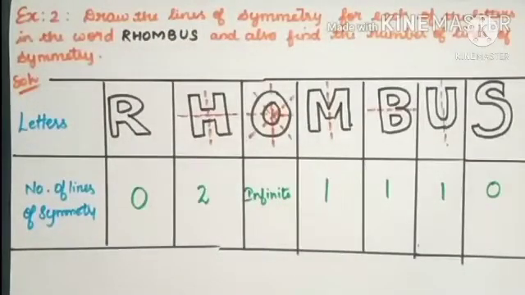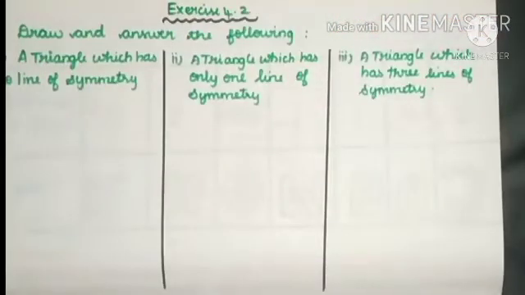Students, like this you try it in your home. Find the lines of symmetry for all the alphabets. Exercise 4.2, first one. Draw and answer the following.